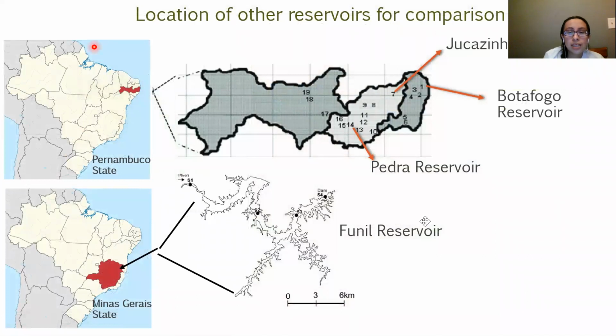So for comparison, I have provided other states. The Pernambuco state has the Pedra Reservoir, the Botafogo Reservoir, and the Jucasino Reservoir, which will later be used for comparison. The other location is the Minas Gerais state, which will also be used for comparison of the Funal Reservoir.